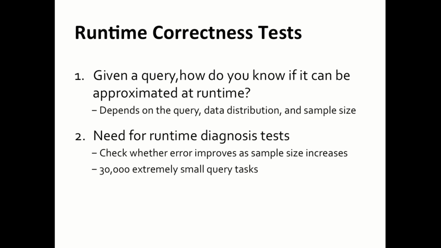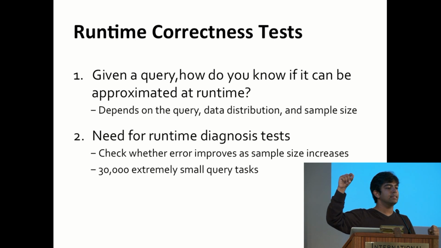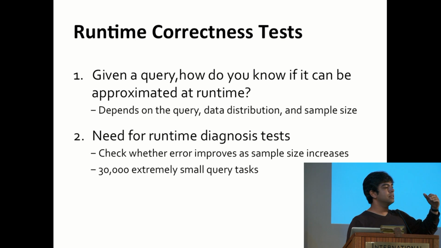What it tries to do is see whether the error actually improves as you work on very small samples of data and you keep on increasing these samples. The way it computes this error is to compute the bootstrap on each of these very, very small samples of data. From a performance standpoint, it's executing 30,000 extremely tiny queries on these samples. There are systems-level challenges in consolidating these tasks and executing this query very efficiently, because it's essentially the same query executing on very small samples of data. And this tells us at runtime whether this query can be approximated or not.